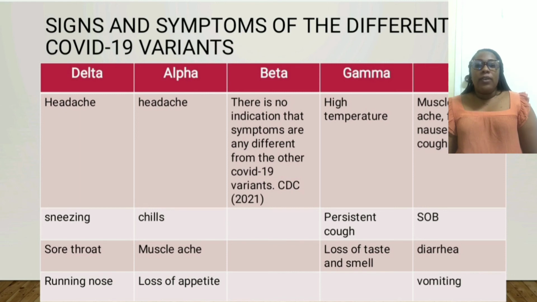Signs and symptoms of the Gamma variant include high temperature, a persistent cough, and changes in taste or smell. Other variants' signs and symptoms include muscle or body ache, cough, shortness of breath, sore throat, fatigue, nausea or vomiting, diarrhea, and chills and fever.